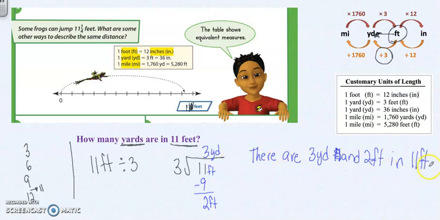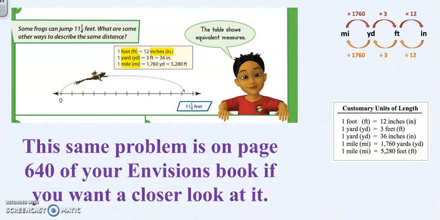Okay? So let's think about that. You could draw a bar model, and if you really wanted to take a look at this, in your Envisions book, you can go to page 640 and see this exact same problem. They break it down for you using both strategies, the bar model and the multiplication or dividing strategy like I did. Take a look at it.